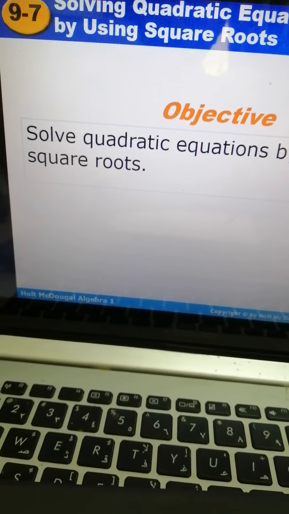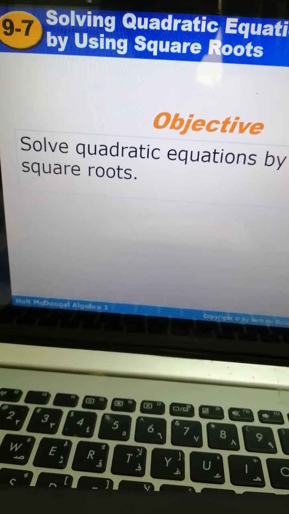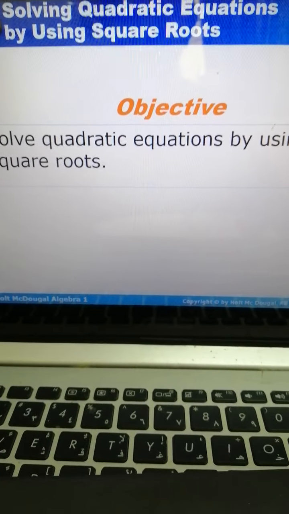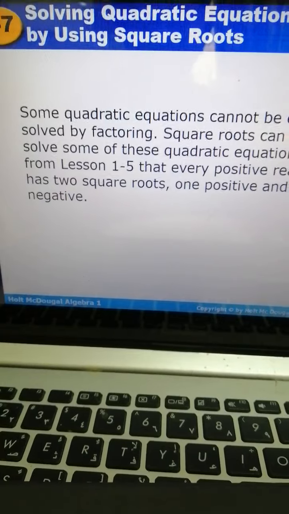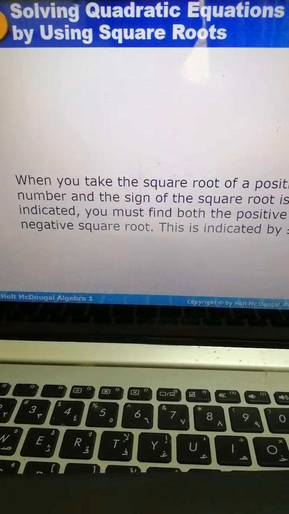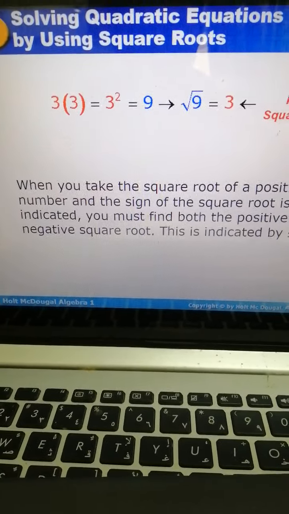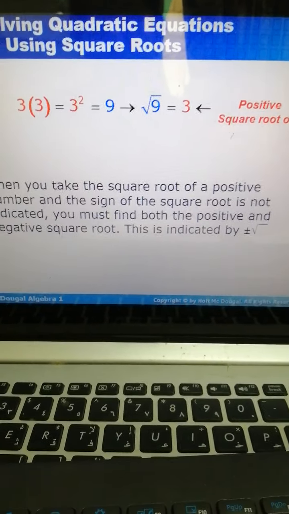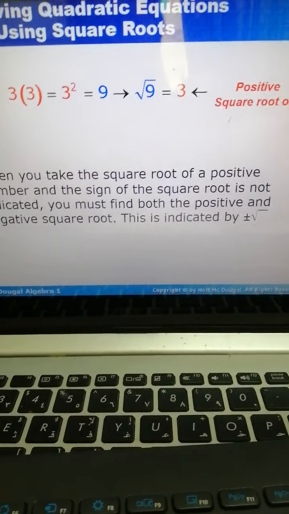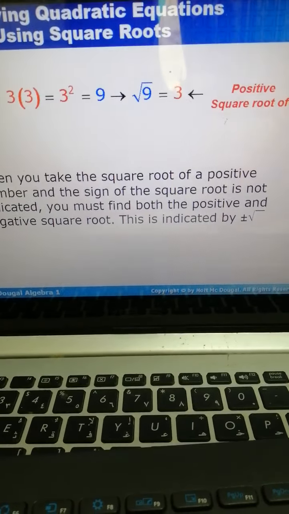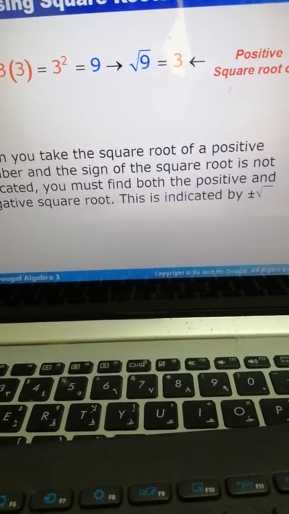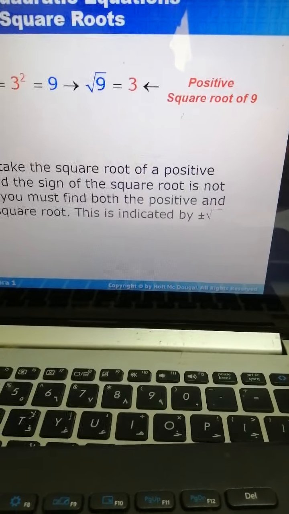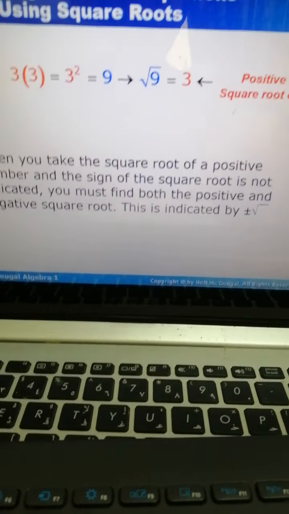So last time we did factoring in finding the value of x to solve quadratic equations. This time we're going to use the square root property. We all know that when we get the square root of a number, we find a number that when you multiply by itself, that is the number that you're looking for inside the square root. So when you say square root of 9, if you multiply 3 times 3, that is 9. So that's why the principal square root is 3, or the positive root.